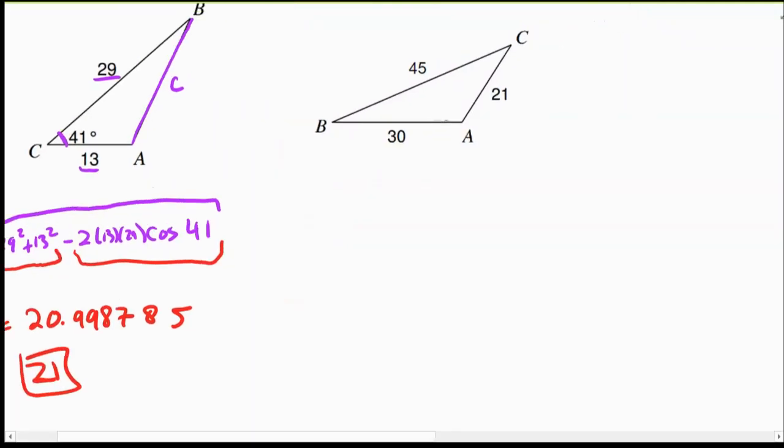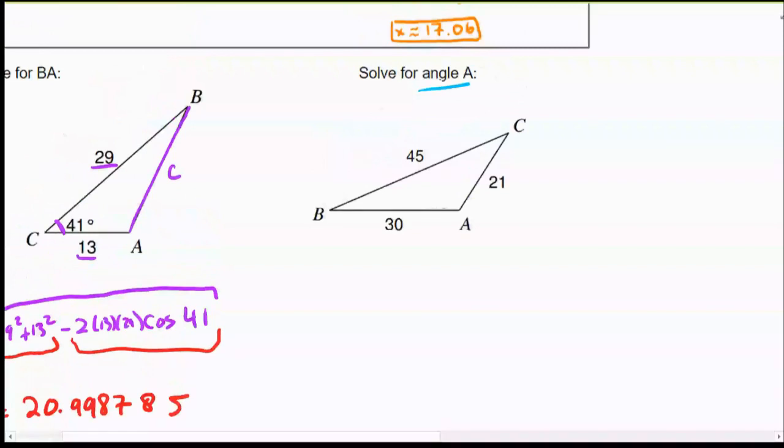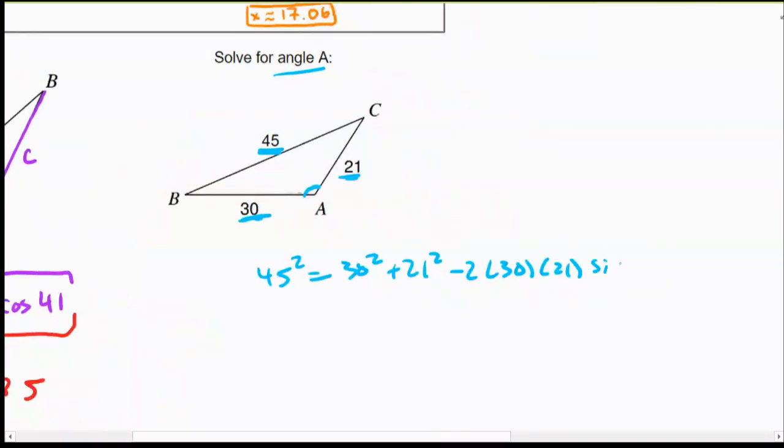For the second one here, I'm asking to solve for angle A, but really I could solve for any angle that I wanted to. If I'm solving for this angle right here, then that means this is the side that has to be on the outside of that equation. So my 30 and 21 are my A and B, so 30 squared plus 21 squared minus 2 times 30 times 21 times sine of the angle that I'm looking for. So again, in this one here, I'm going to do this piece by piece. I'll keep walking you through it.